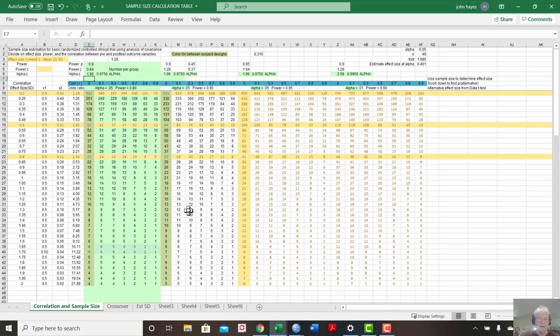So power is the probability of correctly rejecting the null hypothesis. Alpha is the probability of incorrectly accepting or rejecting.